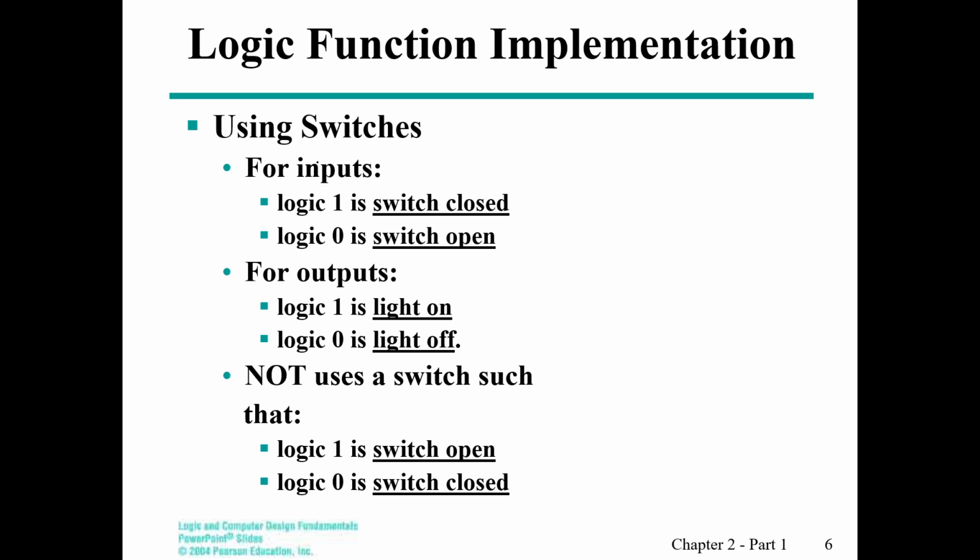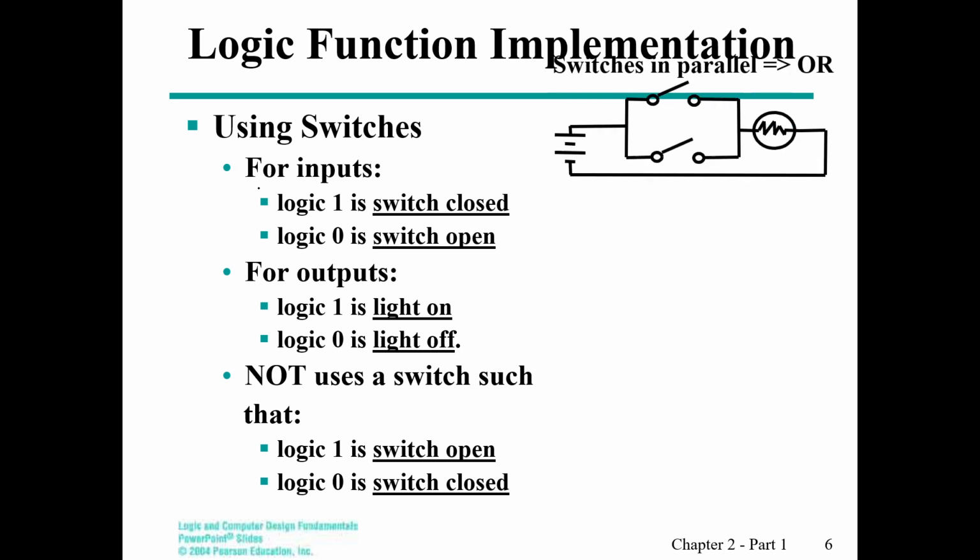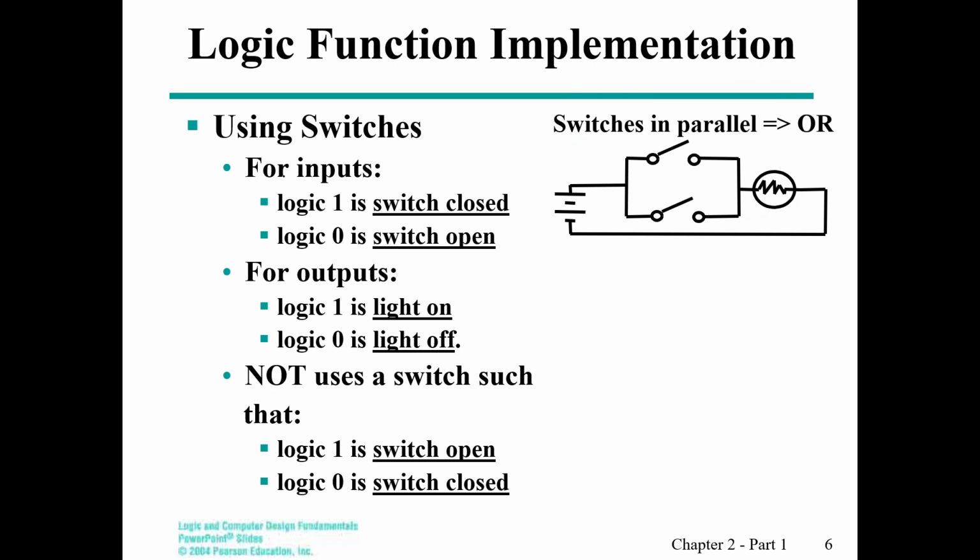Here is the logical function implementation. For logical 1 inputs, we can take the switch circuit for an AND operation, OR operation, and NOT operation. The switches are connected in parallel for an OR gate. If the voltage is connected here, two switches are connected in parallel, with a resistor. If either one of the switches is closed, we get the output. So it is an OR operation.